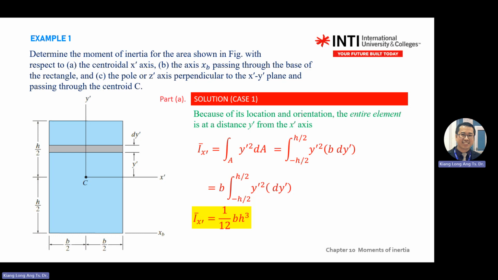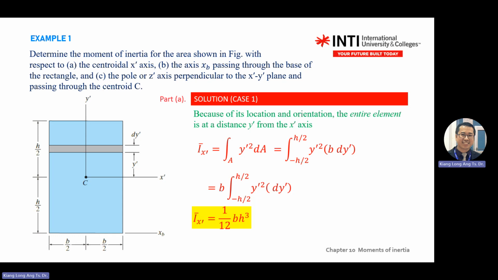This is a standard. For a rectangle, this one passes through the centroid, equal to 1/12 b h cubed. So this one is a standard equation, like you memorize gravity 9.81.